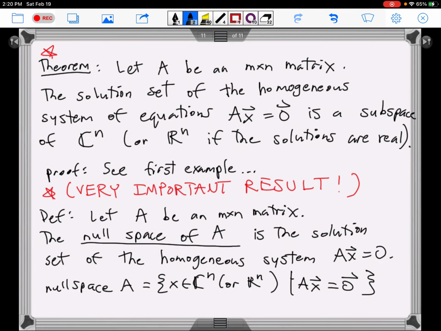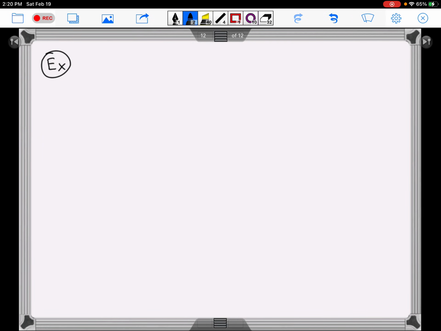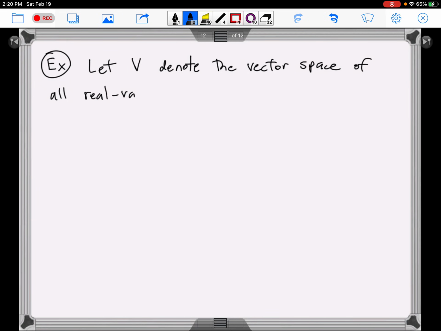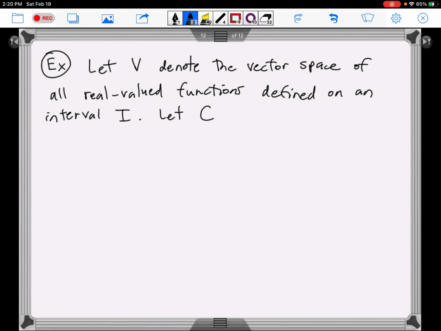We're going to do one more example. Let V denote the vector space of all real-valued functions defined on an interval I. And let's let c to the k of I.